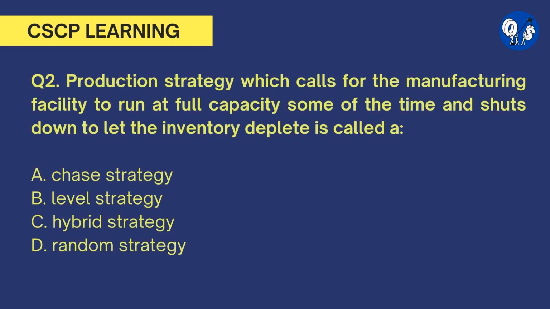A hybrid strategy runs the facility at full capacity to build inventory and then shuts down to allow demand to deplete the inventory. This strategy might be used in seasonal manufacturing such as snow shovels, lawn mowers, etc.